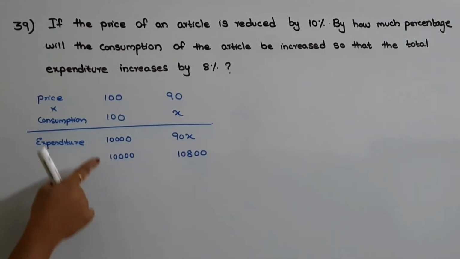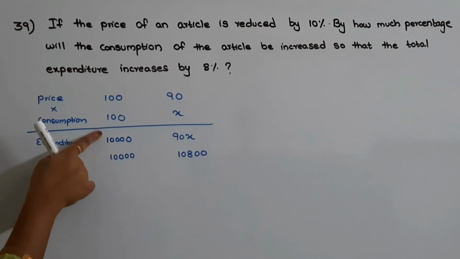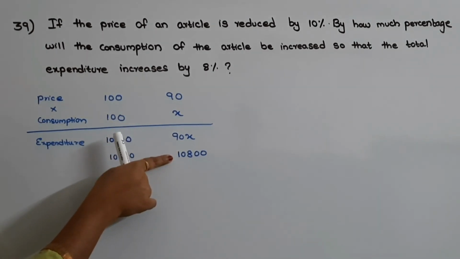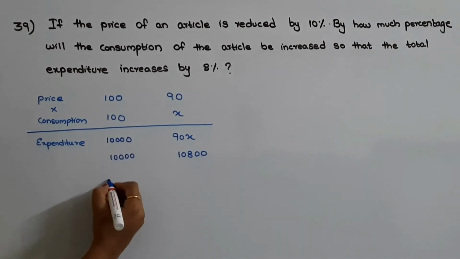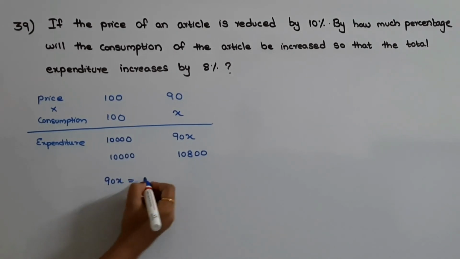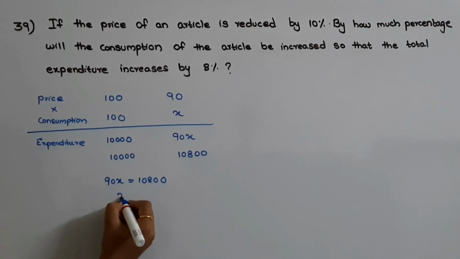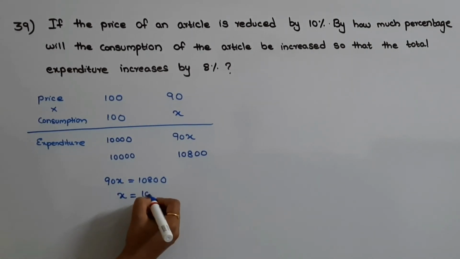Now here the expenditure in the first case is same. So we can equate the expenditure in the second case also. So 90X is equal to 10800. So from this X value will be equal to 10800 divided by 90.